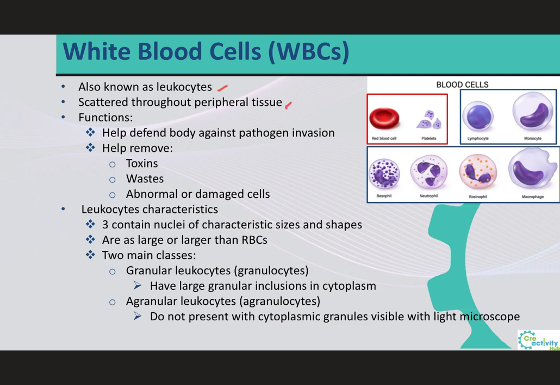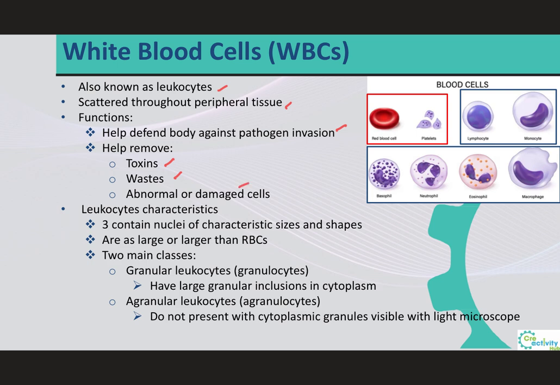Circulating leukocytes represent only a small fraction of their total population, because most of the leukocytes in the body are going to be found in the peripheral tissue. Now, white blood cells help defend the body against invasion by pathogens, and they also remove toxins, wastes, and abnormal or damaged cells.